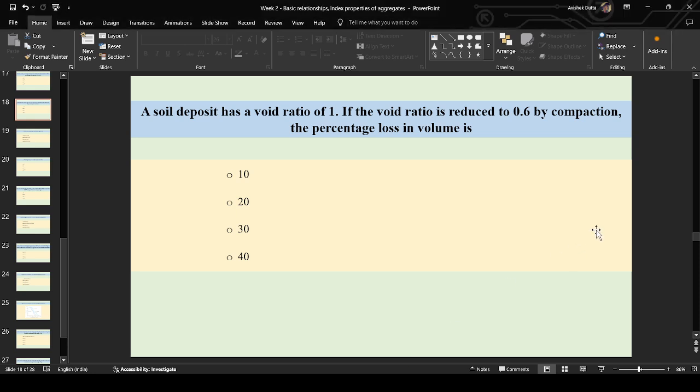A soil deposit has a void ratio of 1. If the void ratio is reduced to 0.6 by compaction, the percentage loss in volume is, the options are 10, 20, 30 or 40.